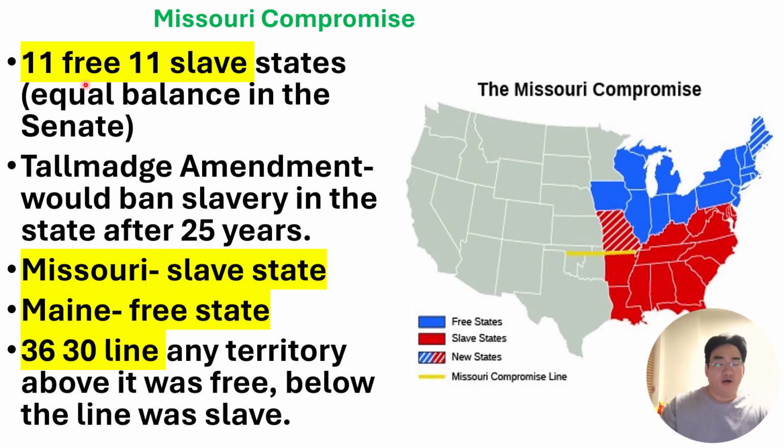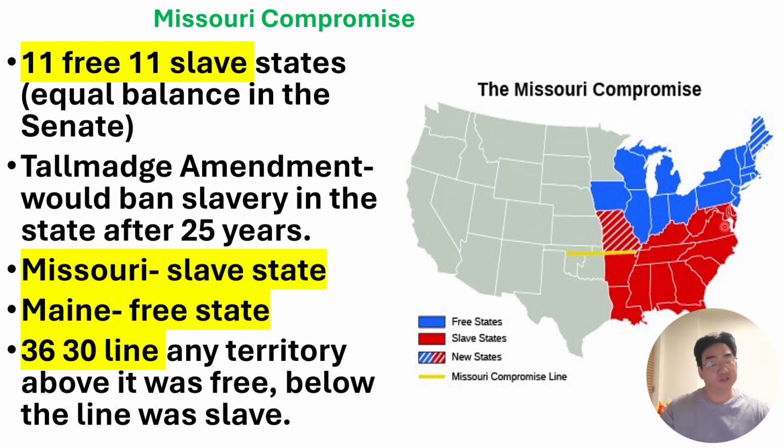Okay, so with these regional differences, the North being pretty much free states in blue and the South being slave states in red, they're going to come to a compromise when Missouri wants to enter the Union as a slave state. This is going to be a problem because if there are more slave states than free states, it's going to tip the balance in the U.S. Senate. So in order to fix this, the federal government is going to establish a compromise where Maine, which used to be part of Massachusetts, is now going to be a free state.